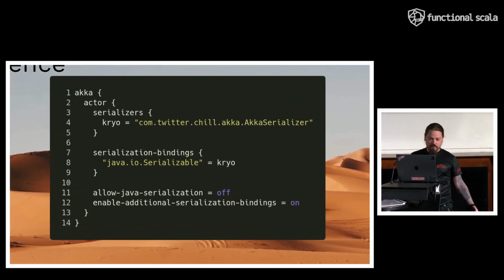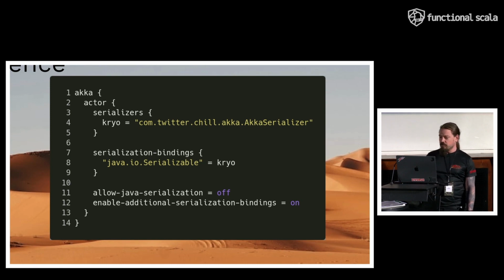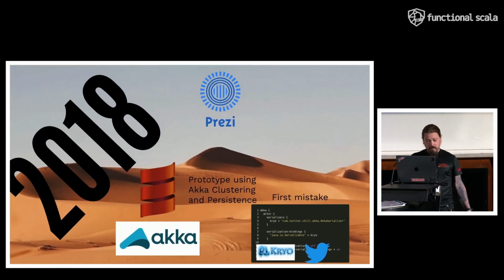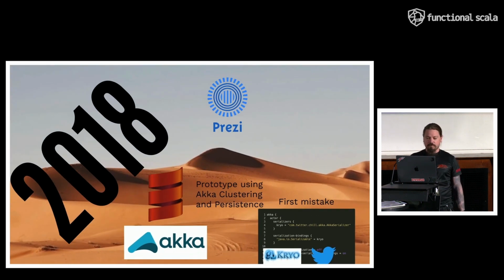I had to select a serializer for my prototype, and after some Googling, I selected the chill library, which is actually a Scala wrapper on top of the Kryo library. So this was just a prototype. I wrote an internal blog post about it, and that's it.